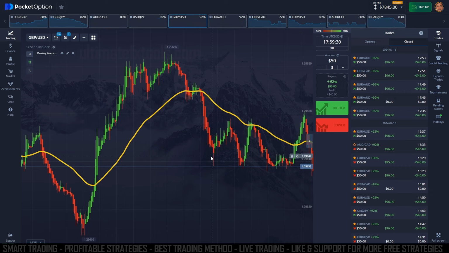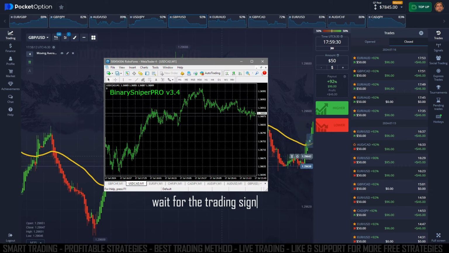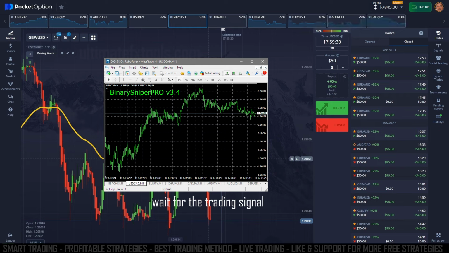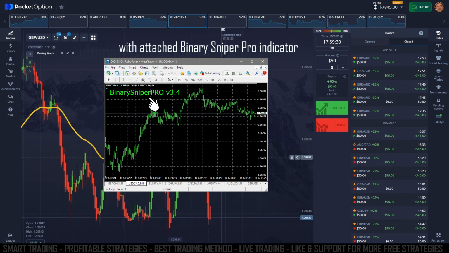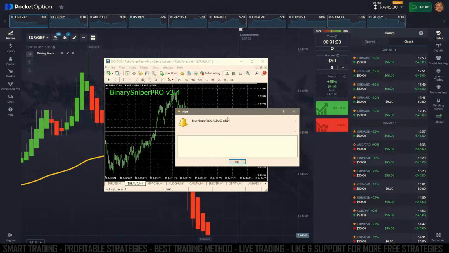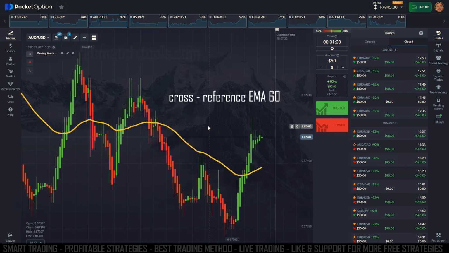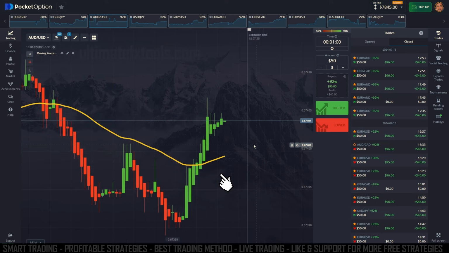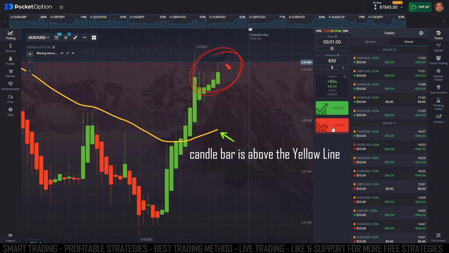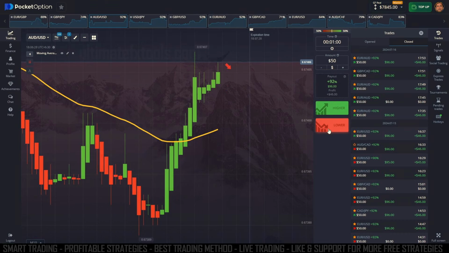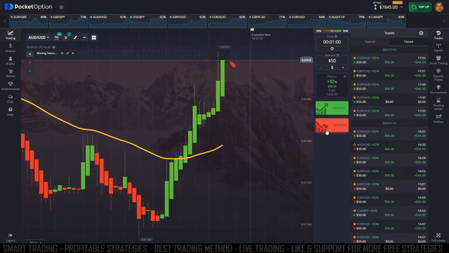Our next step involves patiently waiting for the signal from our MetaTrader 4 platform, with the attached Binary Sniper Pro indicator. Upon receiving the alert signal for AUD/USD, indicating a sell opportunity, we will cross-reference it with our second indicator, the EMA 60. Observing that the candle bar currently sits above the exponential moving average, we anticipate a higher chance of the trend reversing downwards in subsequent bars.